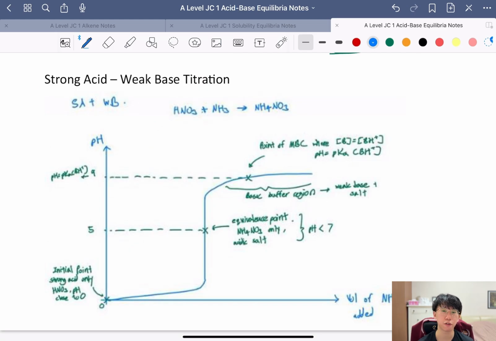Now what's going to happen if I have a strong acid to weak base titration? Well, we look at the different points of the whole curve itself.